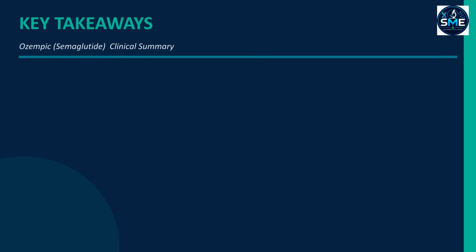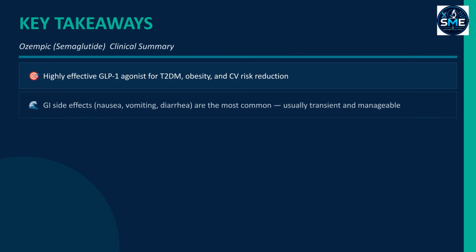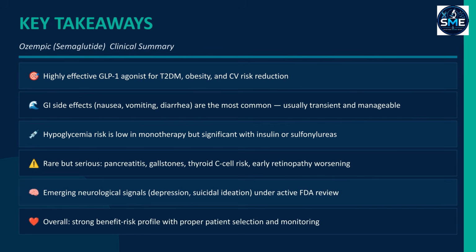In summary, semaglutide is a highly effective GLP-1 agonist for type 2 diabetes, obesity, and cardiovascular risk reduction. GI side effects are common, transient, and manageable. Hypoglycemia risk is low in monotherapy. Overall, it has a strong benefit-risk profile with proper patient selection and monitoring.